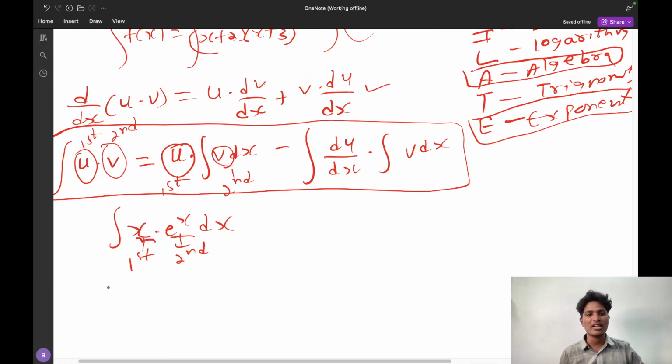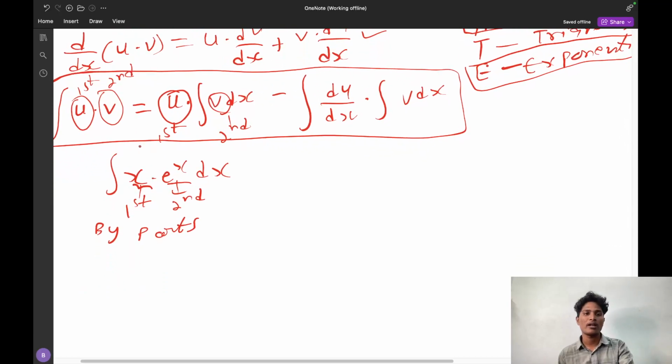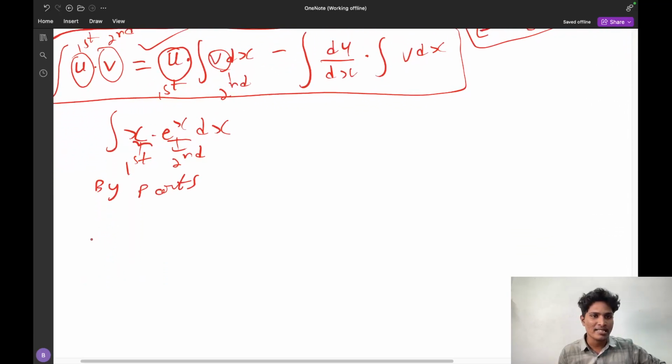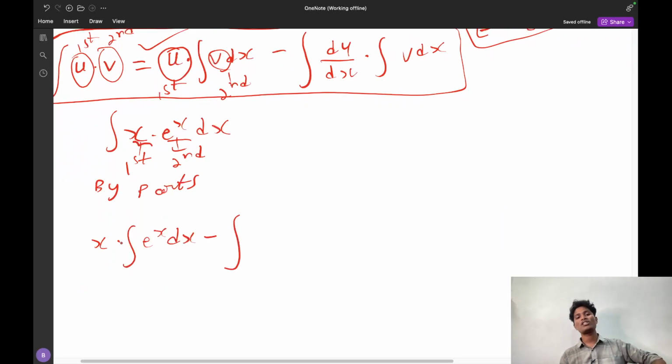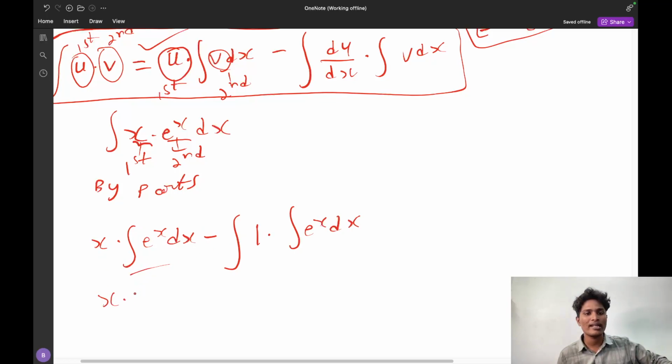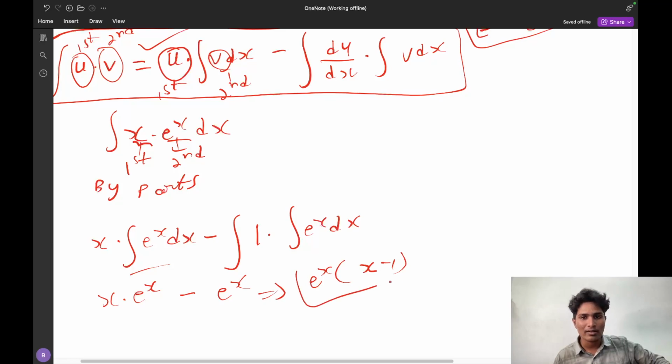So after knowing the first function and second function, you have to apply by parts. How to apply? I already said the formula here. The above formula is the formula. That is the first function, that is x into integration e power x dx minus differentiation of first function. The differentiation of first function x is 1 into integration, that is again e power x dx. So if you observe carefully, that is x into e power x minus integration of e power x. Integration of e power x is e power x. So the final answer is e power x into (x minus 1). This is the answer. You have to solve like this.